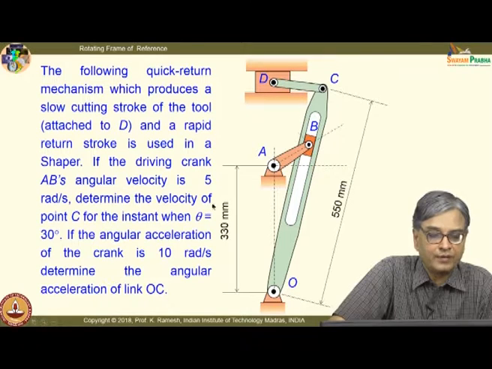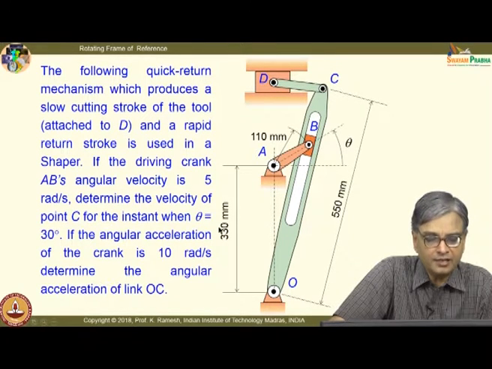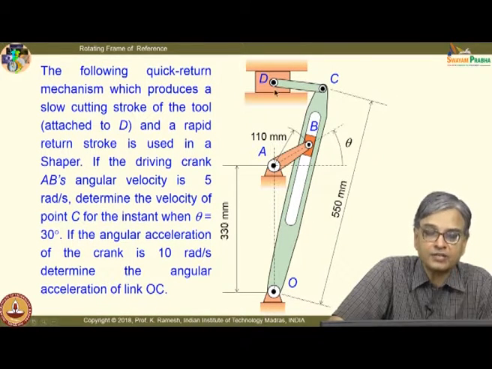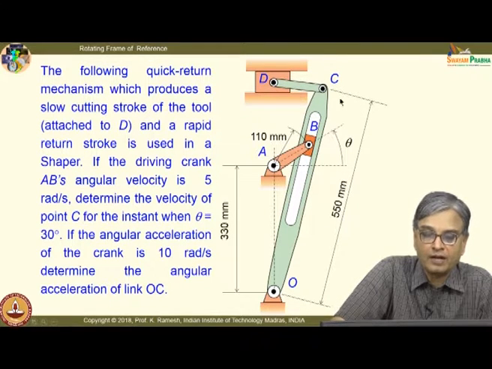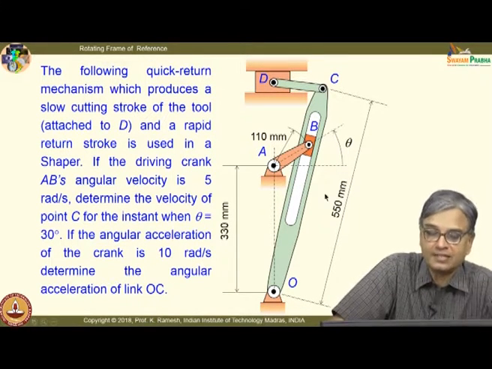So, we have already written down this problem earlier. Here we are interested in finding out the angular acceleration of link OC. For the angular velocity of pi radian, determine the velocity of point C for the instant when theta equals 30 degrees. If the angular acceleration of the crank is 10 radians per second, determine the angular acceleration of link OC. So, you are asked to find out both velocity and acceleration.